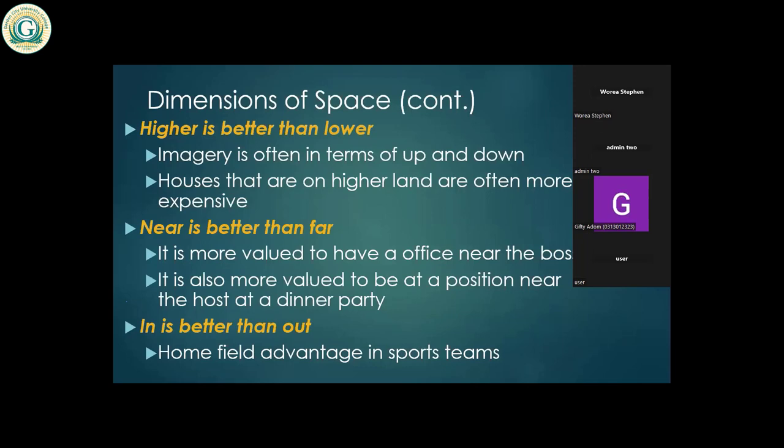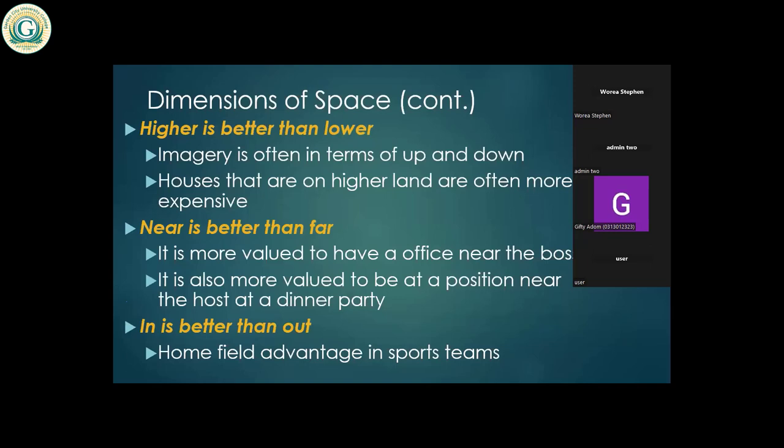So I can remember, if I want to get a house, I want to get a place that is nearer to my workplace. It's very important. It is more valued to have an office near the boss. It is also more valued to be in a position near the boss. At a dinner party, in is better than what? Out. In. Home field advantage in sports. So in is better than out.